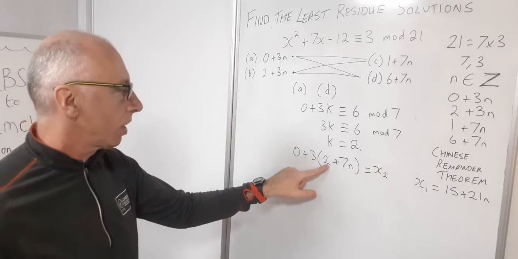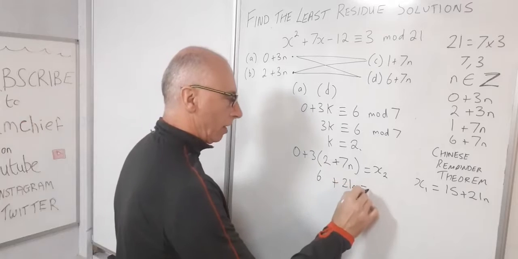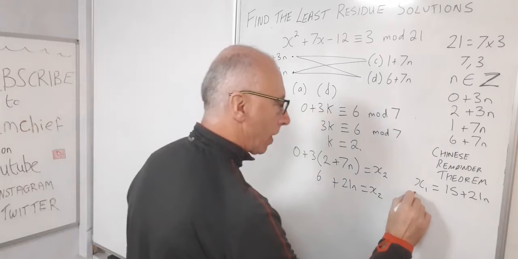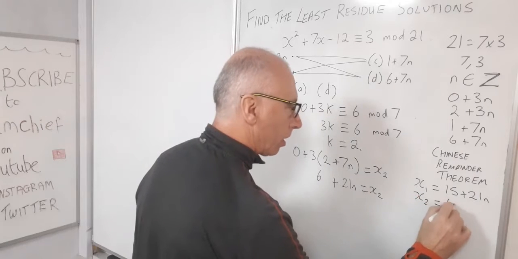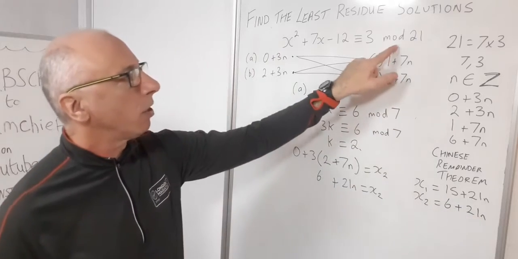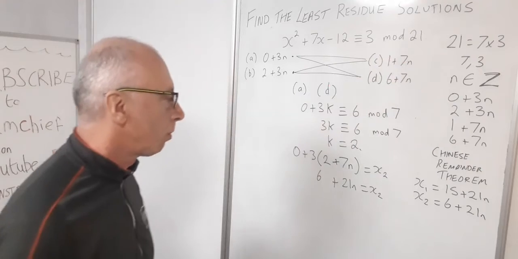So now 3 2s are 6, and 3 times 7n is 21n. So that's my second solution, 6 plus 21n. So let's write that over here. So you should always get 21n because we're trying to solve modulus 21. If you haven't got a 21 here, then you will have gone wrong somewhere.